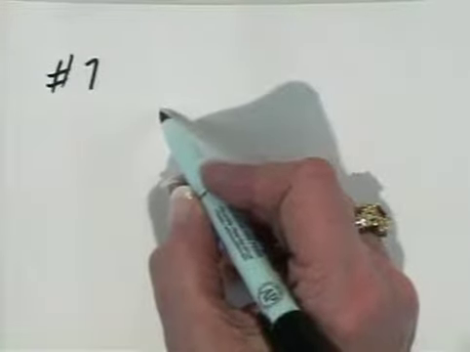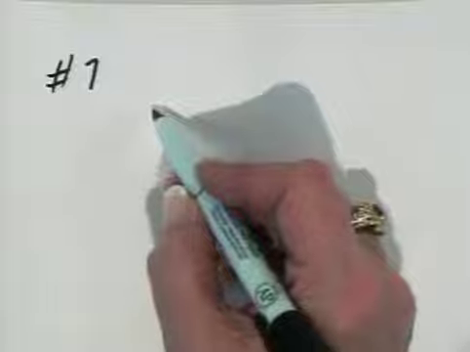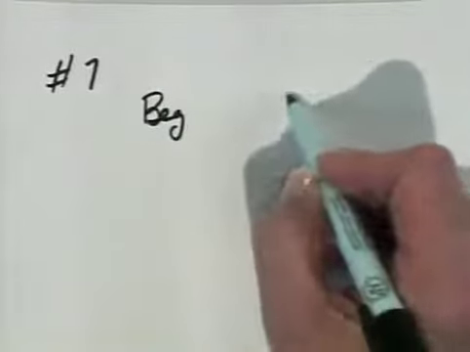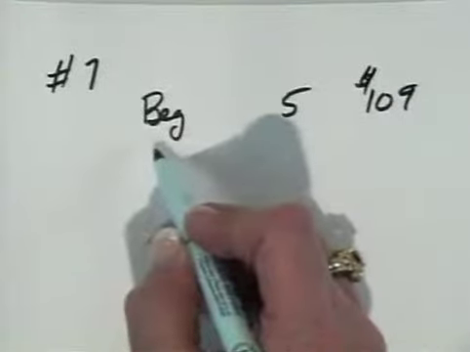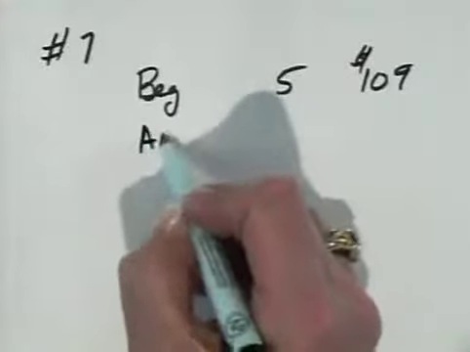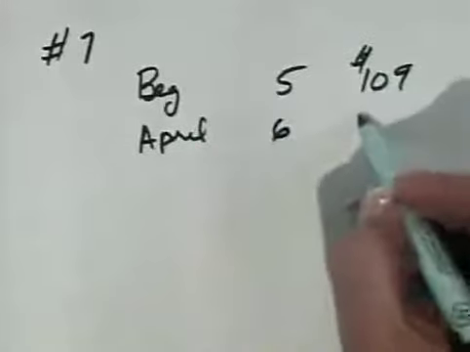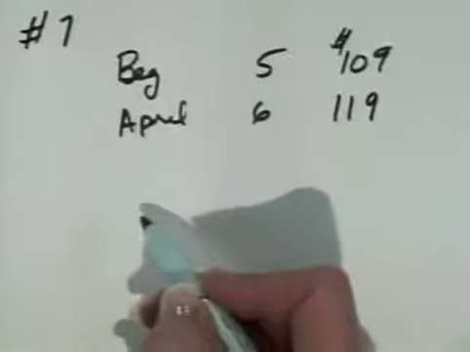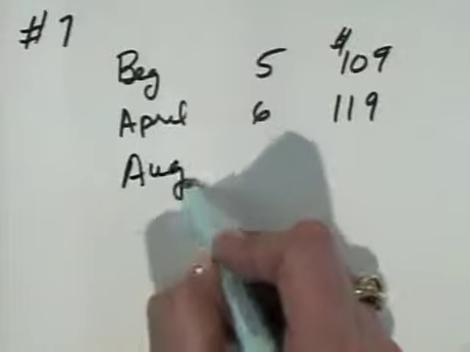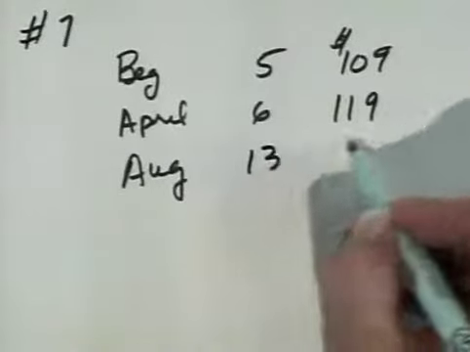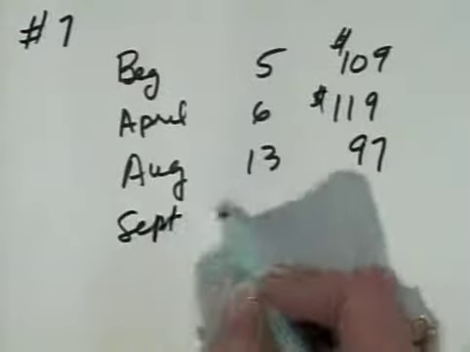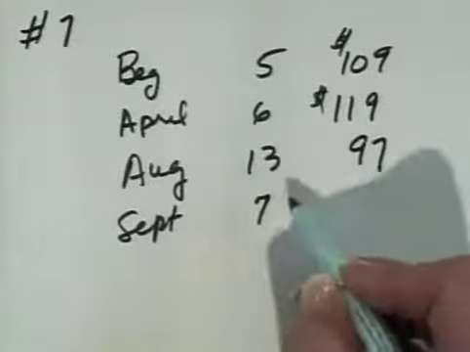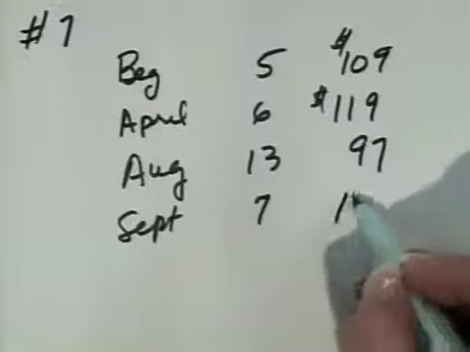Okay. Do you want me to read all that? Yes, I do. Okay, beginning of inventory, January 1st, 5 guitars at $109 each. Purchases April 20th, 6 guitars at $119 each. And then August 10th, he purchases 13 guitars at $97 each, because they were on sale. September 21st, 7 guitars at $122 apiece.